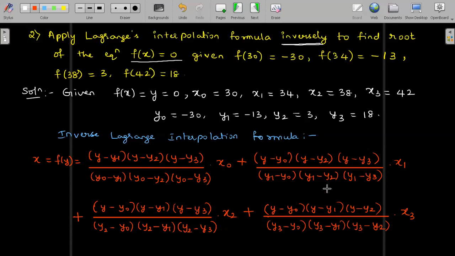Observe this. In the given question, 4 sets of data are given, so that is the reason we have 4 terms. This entire product is one term, the second entire product is the second term, and then the third term and the fourth term respectively. Now let us substitute all the known values. Remember, it is also given that y is equal to 0. f of x is 0 is the same as saying y is equal to 0. So in each of the terms, we substitute y is equal to 0 and proceed further.